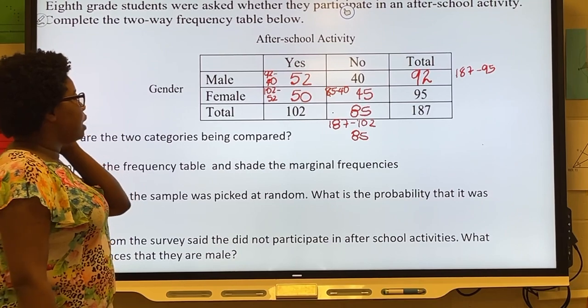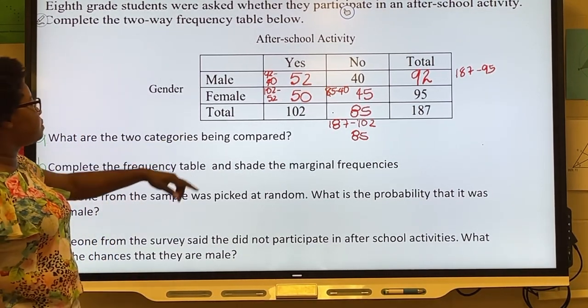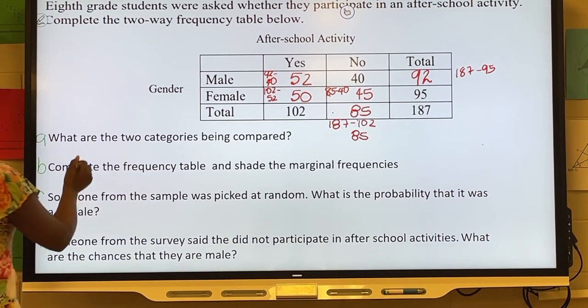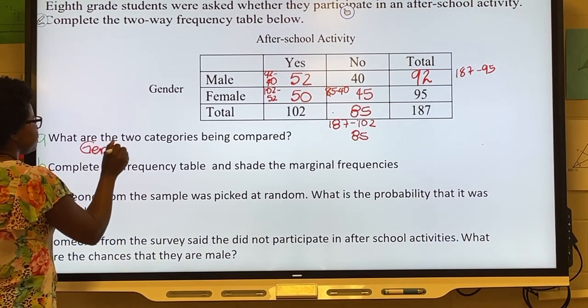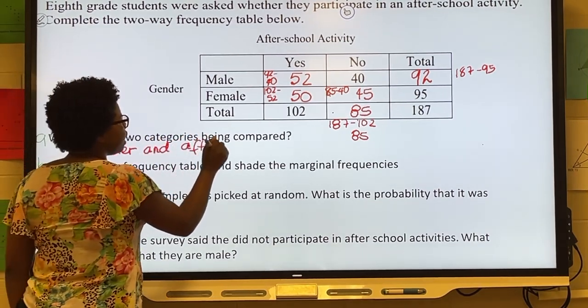Alright? So let's read the questions we're asked. So what are the two categories being compared? Here we're going to say gender and after school activities.